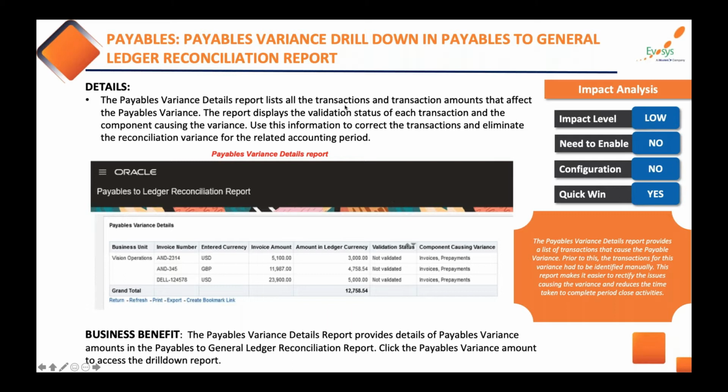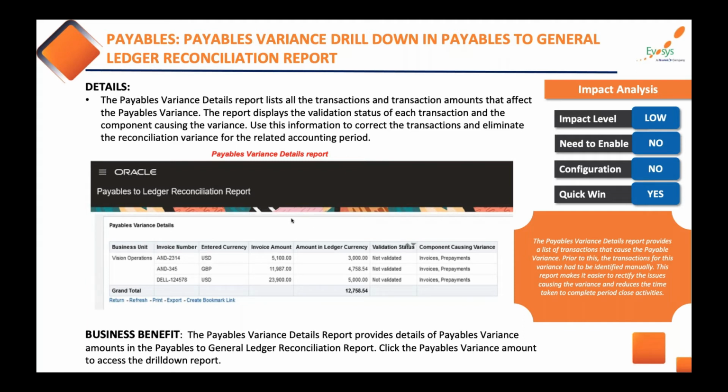Yes, this is again an interesting feature which is coming in. So many of us are using a period close dashboard every month end, and many of us are familiar with the payables to ledger reconciliation report. But there was a bit of limitation. When you run this report, you actually see the variance, but it does not allow you to drill down and see what points are causing the issue. So now with this upgrade, you can drill down into the variance and see what issues are causing trouble in reconciling your payables with the ledger.